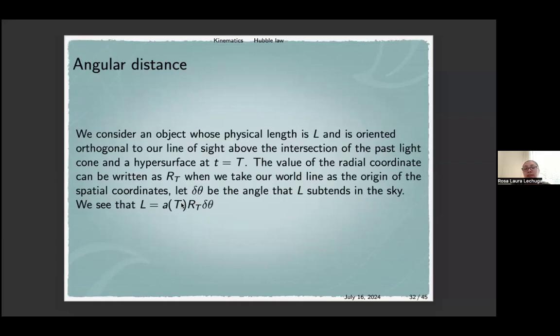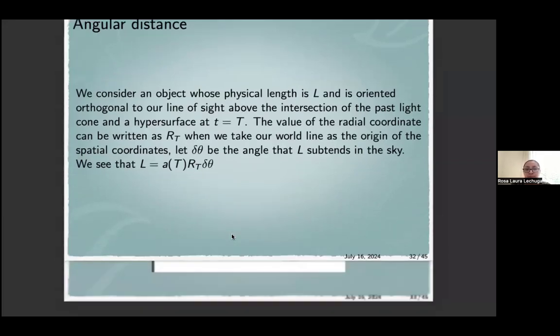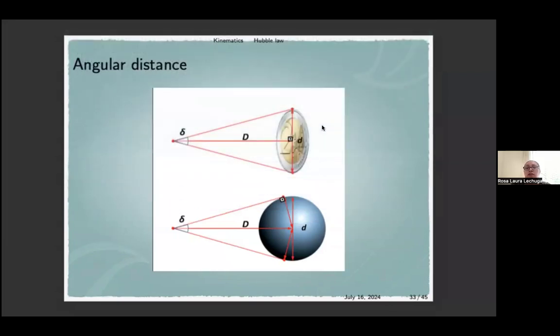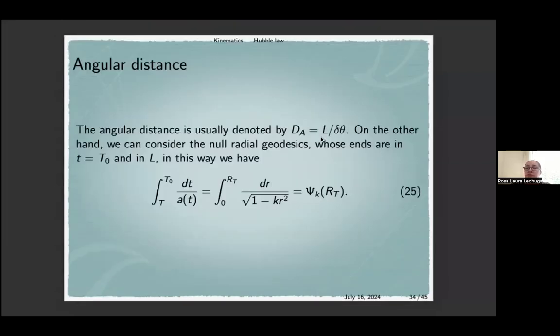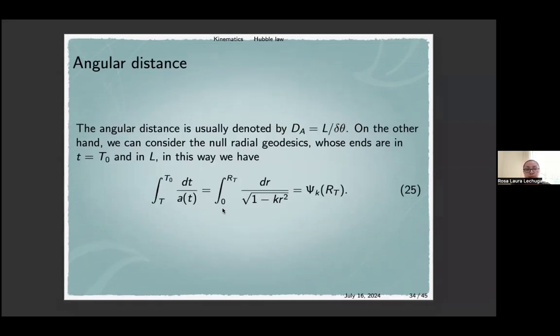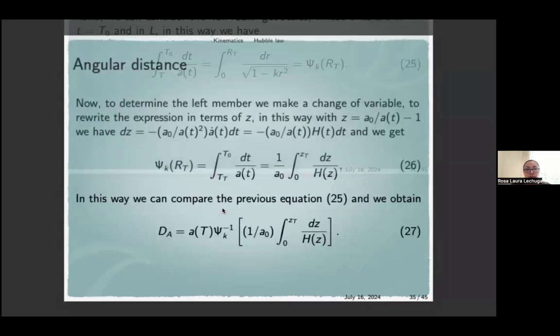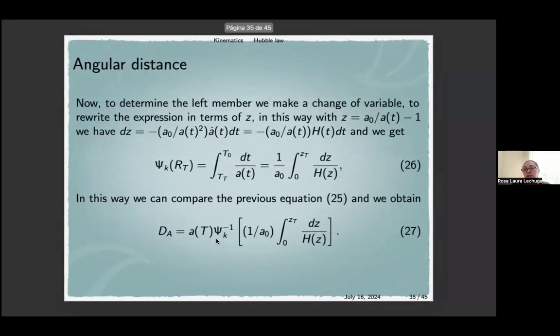So this L is a of t, r dt, and d theta. And you know that the angular distance is this L divided by d theta. So I write all these things. Okay, is it clear?